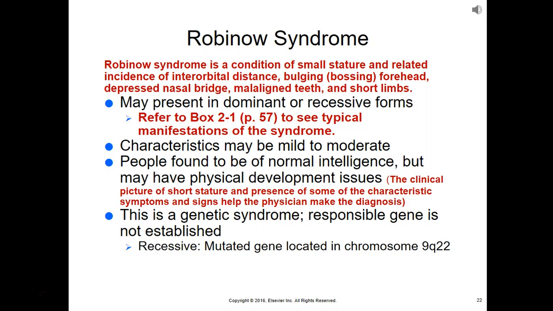Characteristics may be mild to moderate, and people are found to be of normal intelligence, but they may have physical developmental issues. The clinical picture of short stature and presence of some of the characteristic signs and symptoms help the physician make the diagnosis for Robinow syndrome, so just keep that in mind.